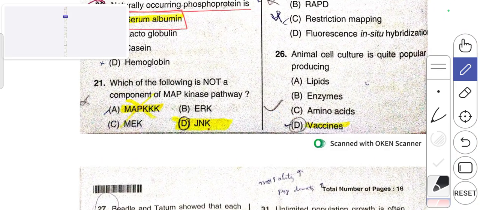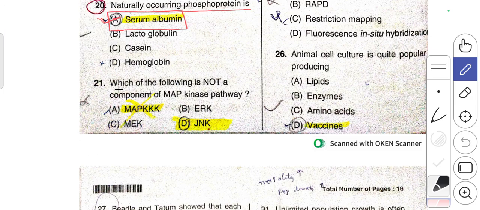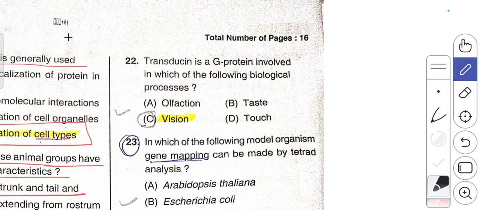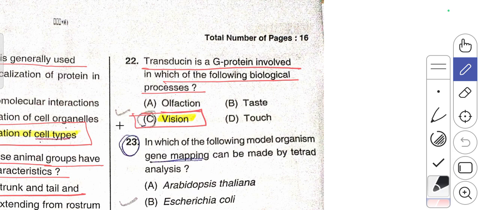Then 21, which one of the following is not a component of the MAP kinase pathway, that is J and K? D is the right answer for this question. 22, transducin is a G protein involved in which of the following biological processes, that is vision? So this G protein helps in vision.